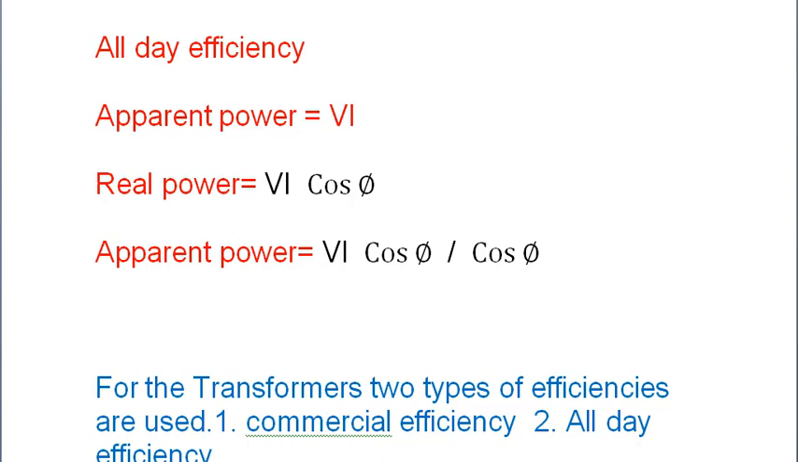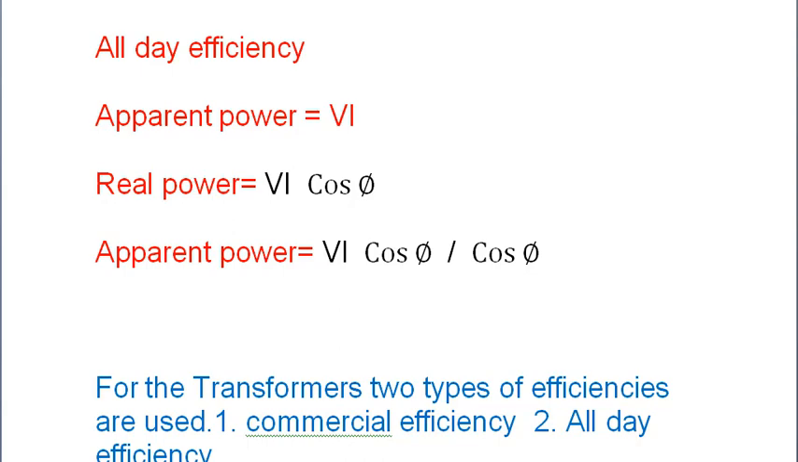it is important to know the power triangle terms, that is apparent power. It is given by voltage into current, and real power is given by V into I into cos phi. The relation between apparent power and real power we can write like this: apparent power is equal to real power, V I cos phi, divided by cos phi.